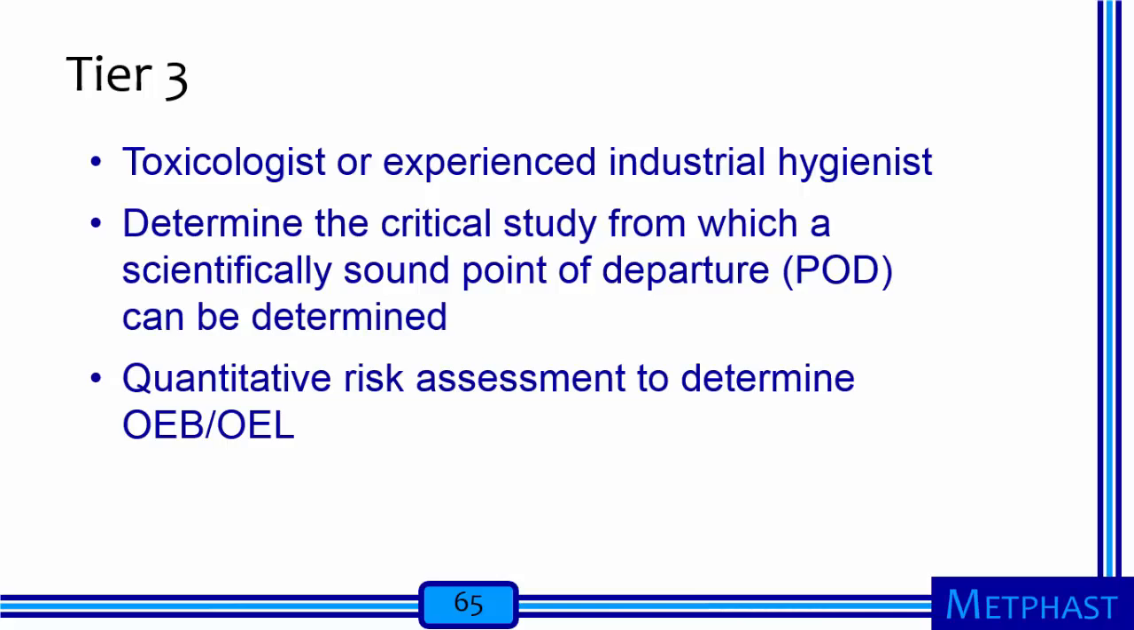Finally, we come to Tier 3. It requires a toxicologist or an experienced industrial hygienist, and it requires that we determine the critical study from which the scientifically sound point of departure can be determined. And it requires that a quantitative risk assessment be done to determine the occupational exposure band or the occupational exposure limit. This is the same as the QRA, or the quantitative risk assessment, that we have discussed earlier in this module.